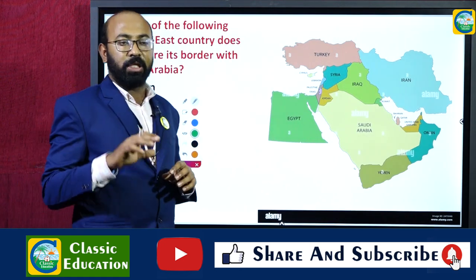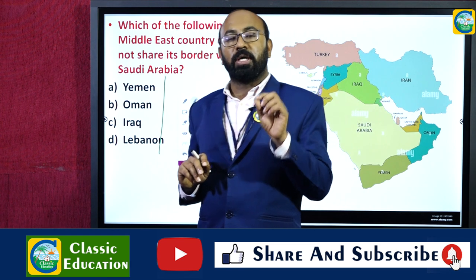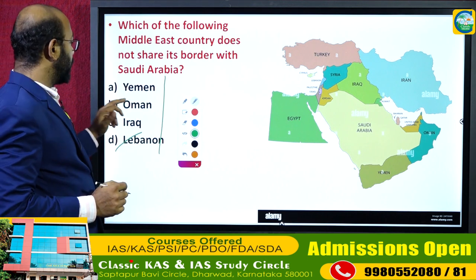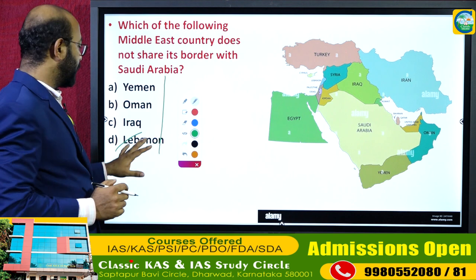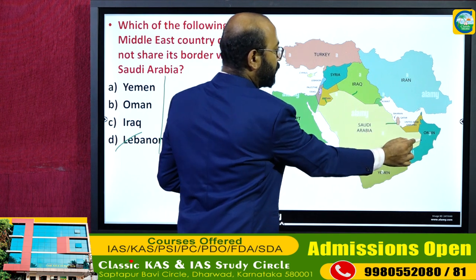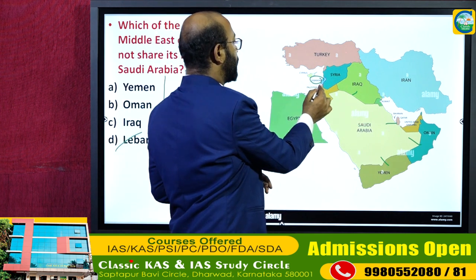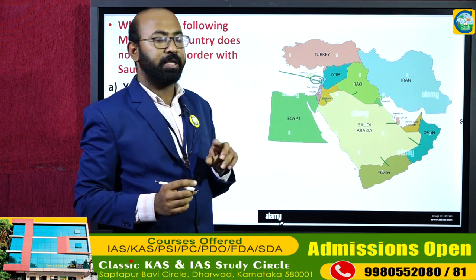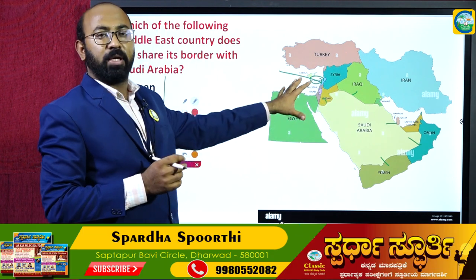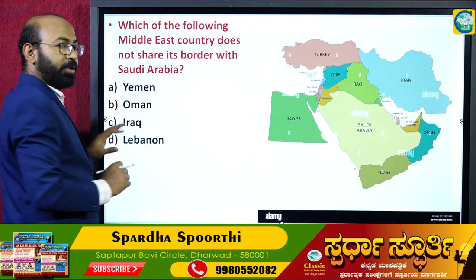So let us come to the question. Initially, I asked which of the following four countries does not share its border with Saudi Arabia: Lebanon, Yemen, Oman and Iraq. Jordan, Iraq, Qatar, Oman and Yemen all share a border with Saudi Arabia, but here it is Lebanon. Between Israel and Syria, there is a small country called Lebanon, which shares its border with the Mediterranean Sea. So Lebanon does not share its border with Saudi Arabia. This is the answer for the previous question.